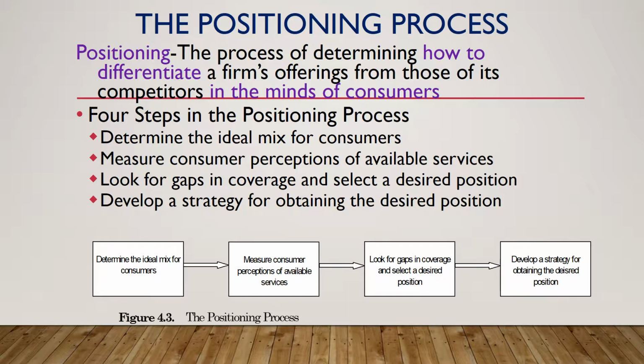The 4-step positioning process described in your text and exemplified in figure 4.3 indicates that the first step is to determine what the ideal mix is for consumers. Second, measure consumer perceptions of available services. What do they currently think of what we have available? Third, look for gaps in coverage and select a desired position. So once we know how people view the services you're providing and the services of your competitors, we can look for gaps and try to move our product into that gap and put it into a desirable position where there's less competition. And then finally, develop a strategy for obtaining that desired position.